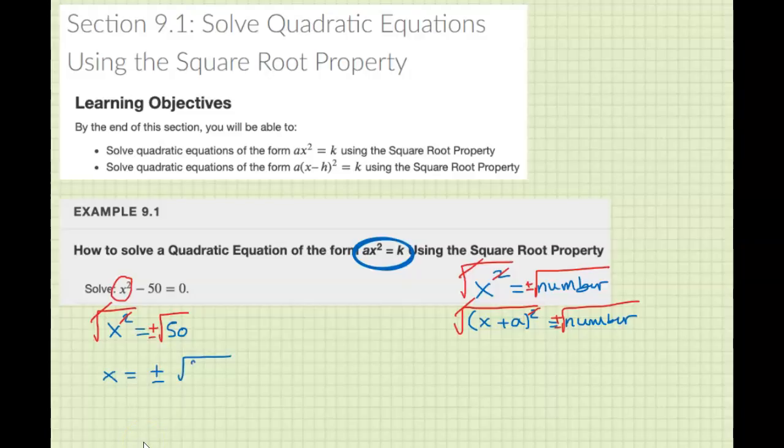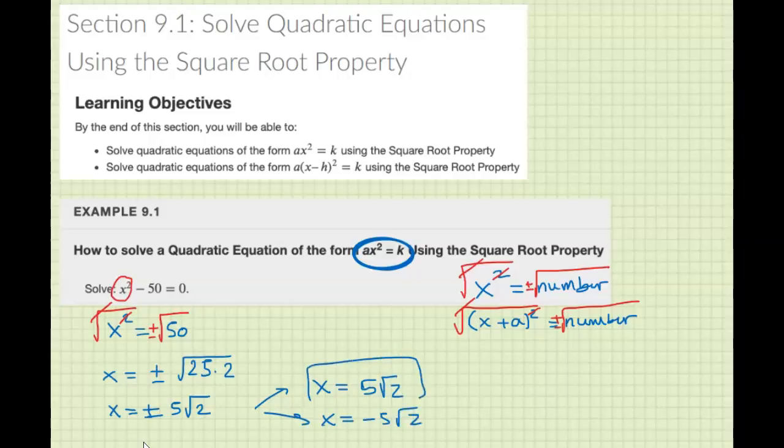We have to simplify that. 50 is 25 times 2. So we get plus or minus square root of 25 times square root of 2, which is 5 square root of 2. All right, so this plus or minus means two solutions. We have x equals positive 5 square root of 2 and x equals negative 5 square root of 2. Okay, so both of these are solutions to that equation.